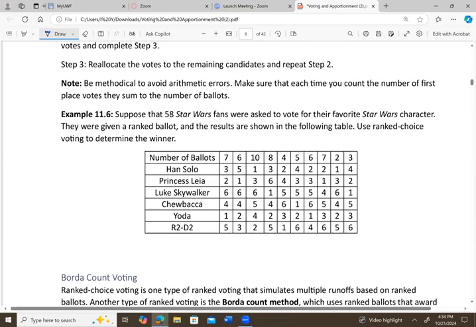So suppose that 58 Star Wars fans were asked to vote for their favorite Star Wars character. They were given a ranked ballot, and the results are shown in the following table. Use ranked choice voting to determine the winner. So first we need to determine how many votes would be a majority. Well, 58 divided by 2 is 29, so we need a total of 30 votes.